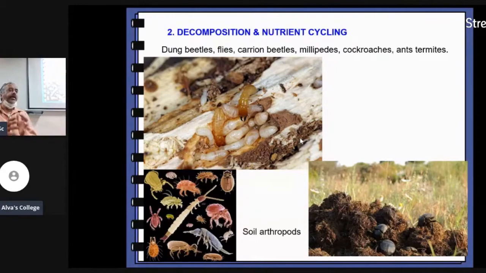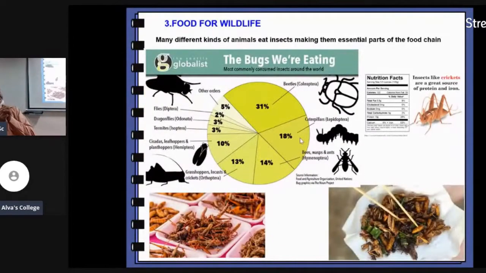So they help in the decomposition process, which occurs on the earth or in the soil. Then you have the carrion beetles, then you have cockroaches, you have ants, you have termites. And with this, you have a very closely related creature with insects called the millipedes. So these are our decomposing agents. Otherwise, the complex and hard structures would remain as they are on the soil. So they help to a very great extent in decomposition and nutrient cycling.